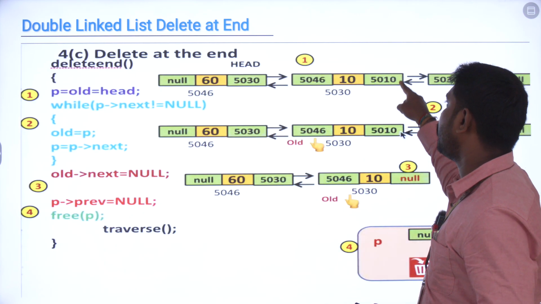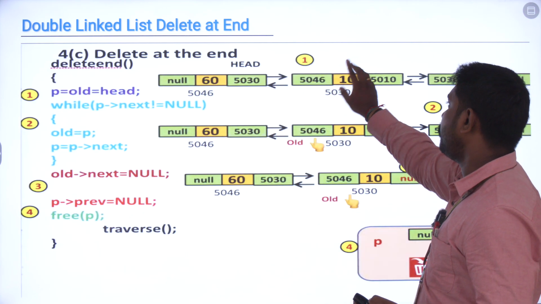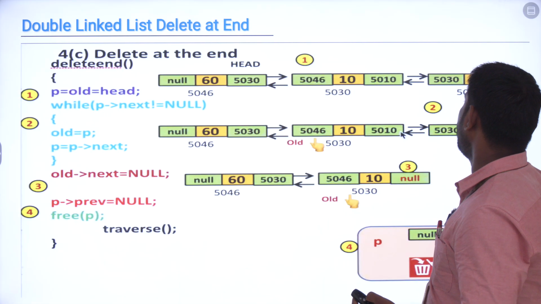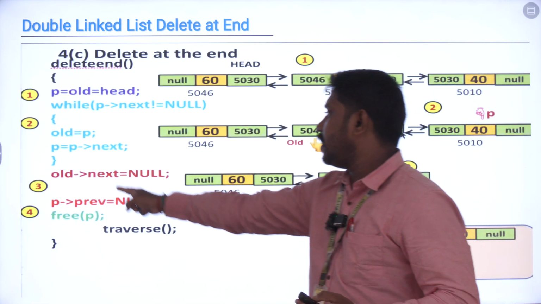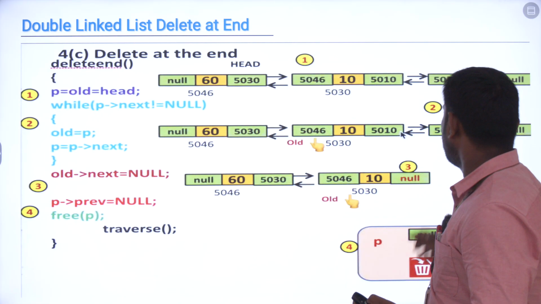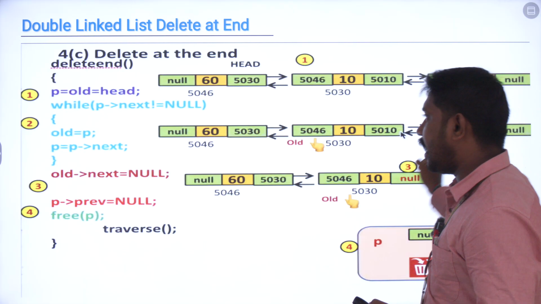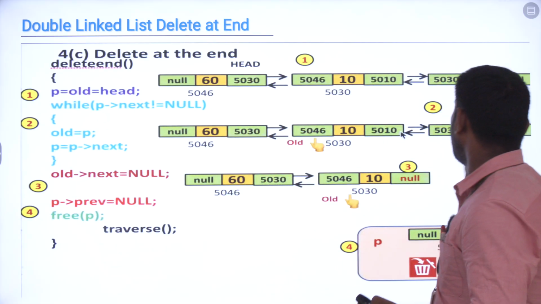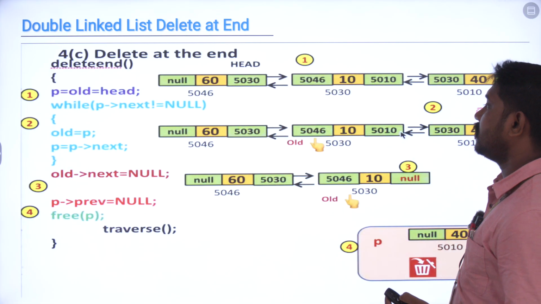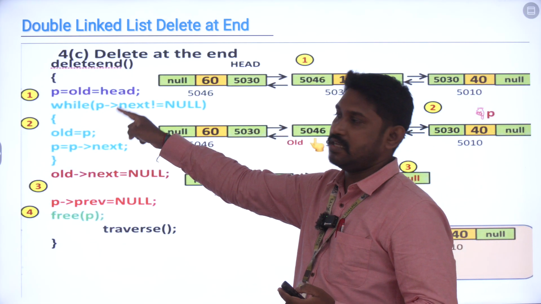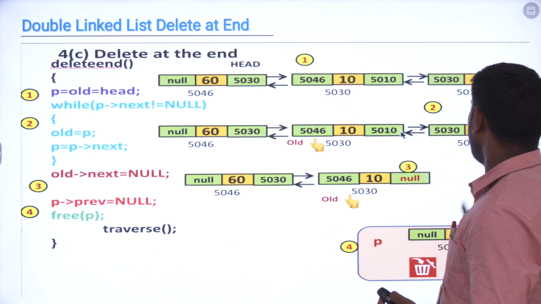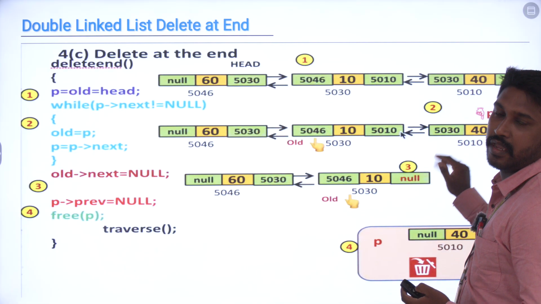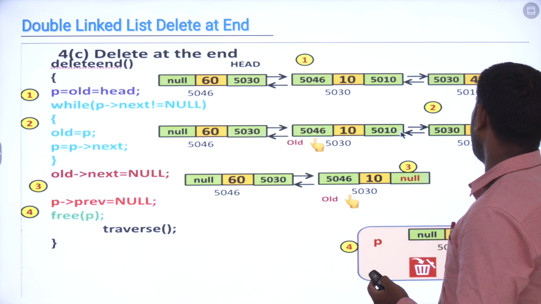P of next is not equal to null, this condition is true. Then P is equal to P of next. The pointer P will be moved here. With the help of this line, the pointer will be moving here. Then once again, the third iteration, P of next is not equal to null. Here the P of next is equal to null, so the condition became false. The pointer will be facing at the last node.